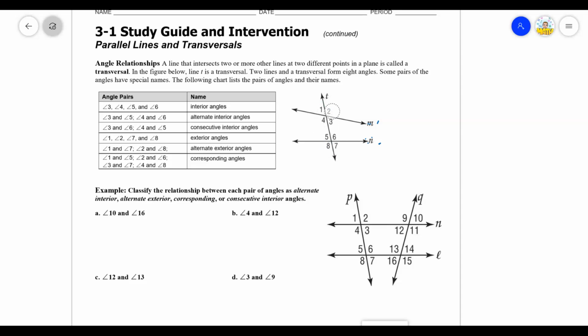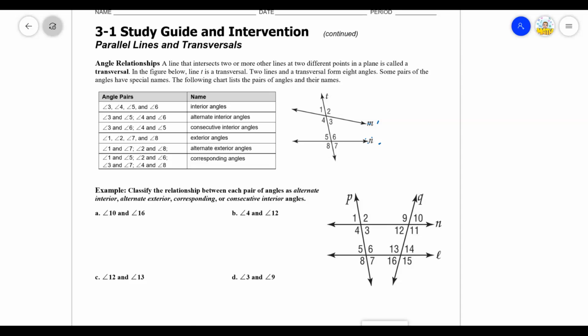Now, we can also finally talk about same side exterior, okay? So you have same side exterior would be 1 and 8. They're on the same side, and they're also on the outside, and 2 and 7. Okay? And eventually, again, we'll have relationships with them.